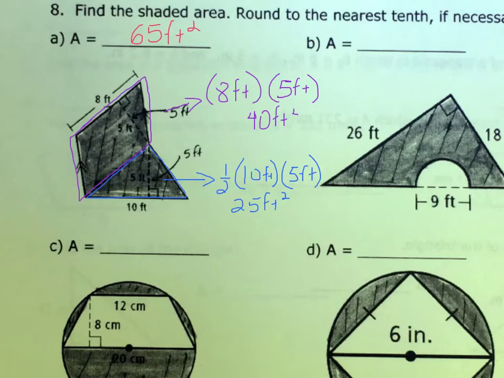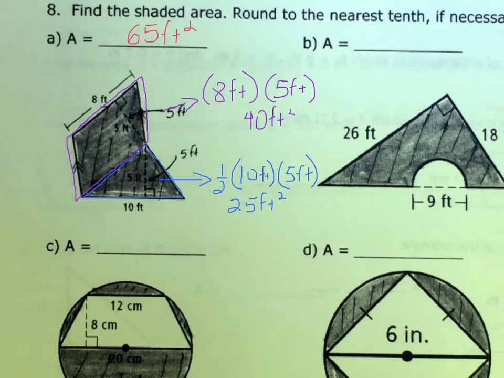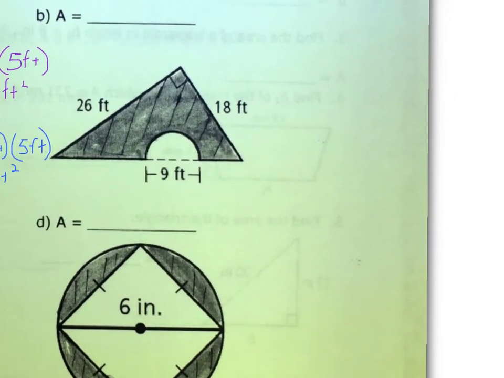Problem number 9. Okay, do you see 2 shapes in number 9? Yes, right? What and what? A semicircle and a triangle. That's right. So let's go ahead and get those 2 areas.